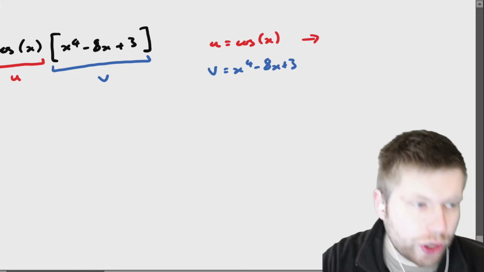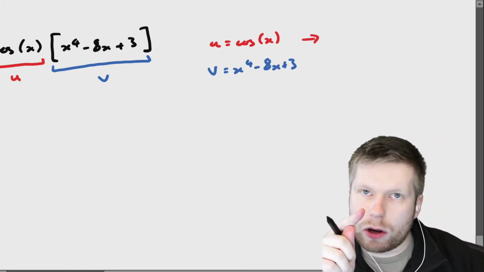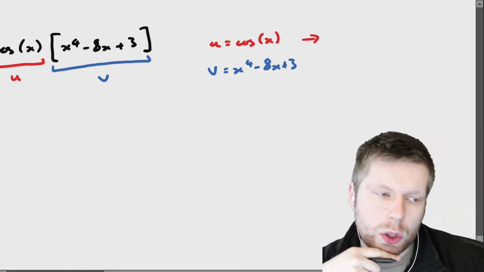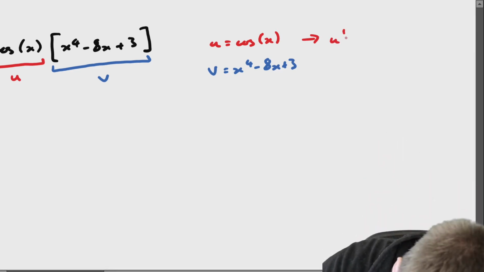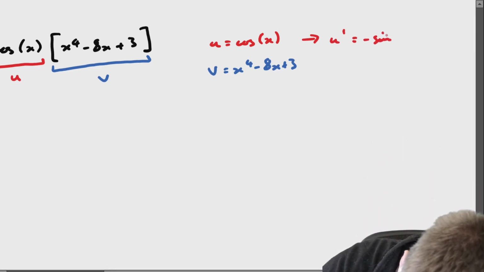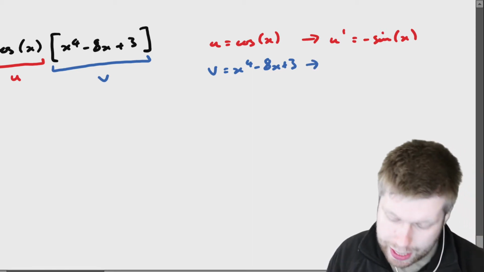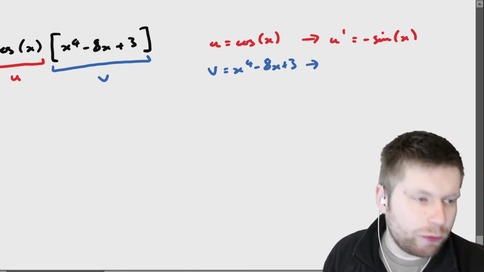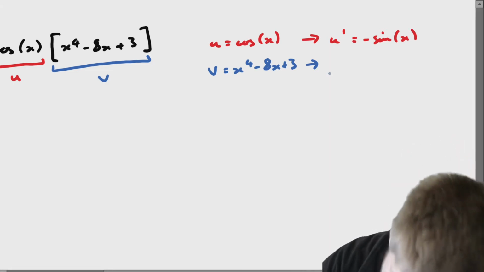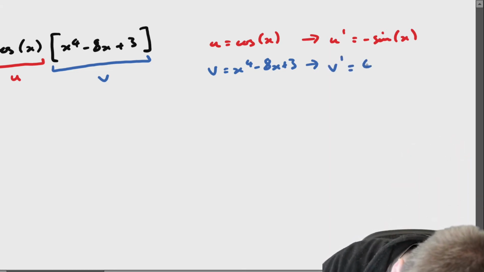So let's work out what the derivative of these two functions are first and foremost. The derivative of cosine of x, well, just think about my circle. From cosine of x, move clockwise around my circle. The derivative of u has got to be negative sine of x. If my function v is x to the power of 4 minus 8x plus 3, then the derivative of v has got to be 4x to the power of 3 minus 8.